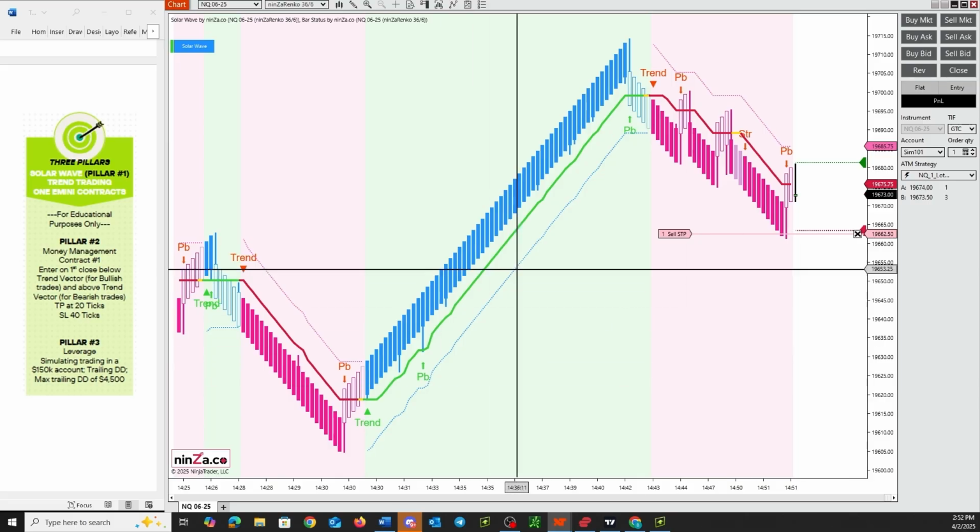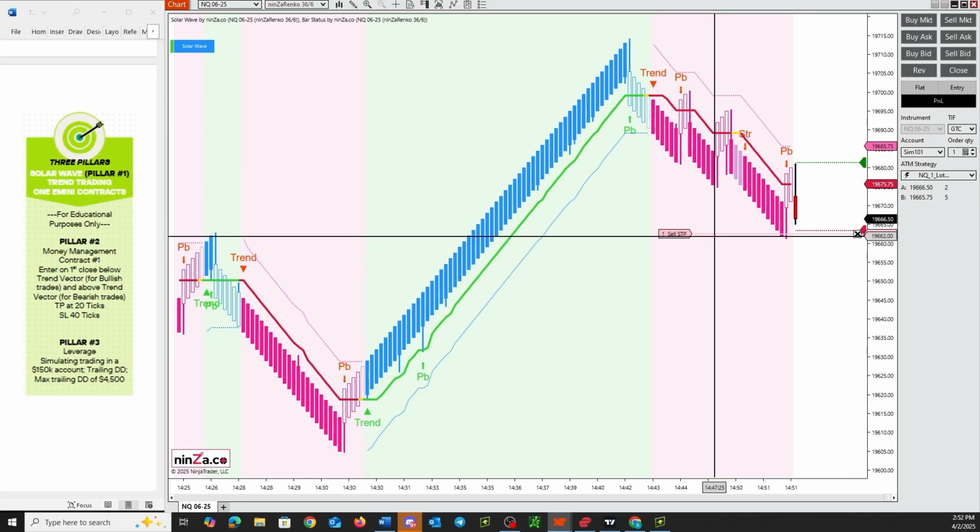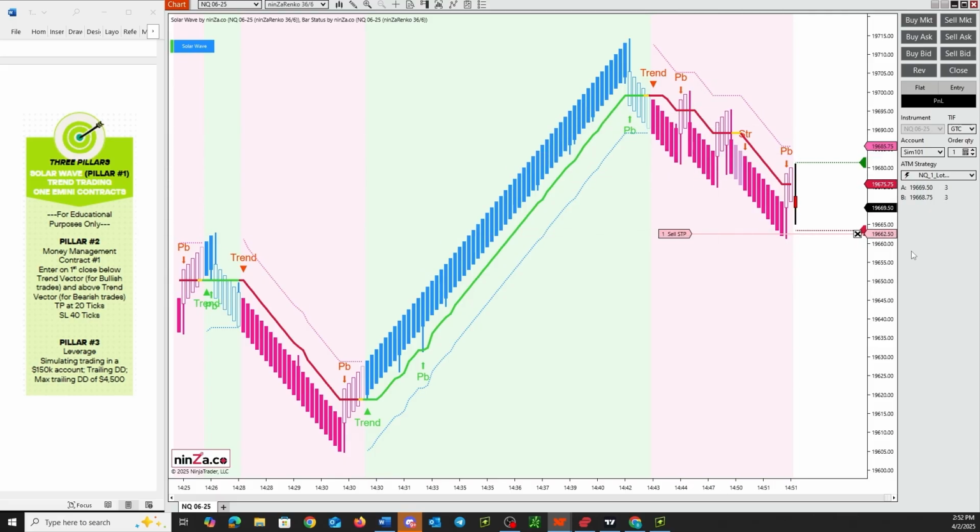Shot out of a cannon going up. It didn't even buckle. We're stair stepping going down.